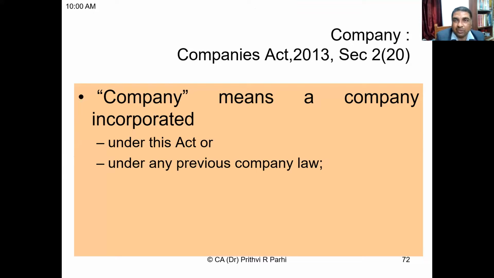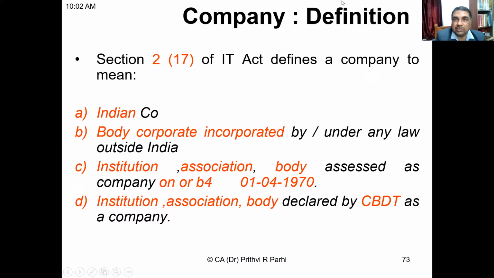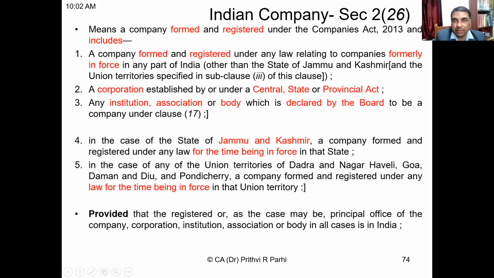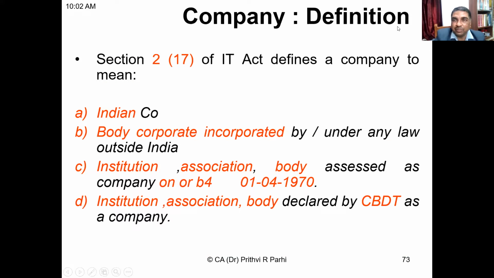But under income tax law, to understand the meaning of company, I need to refer to Section 2, Clause 17. Friends, you can go to the Income Tax site, find the Act section-wise, and easily read what Section 2, Clause 17 says. It defines a company to mean, that is, this is an exhaustive definition. Can you read it here?